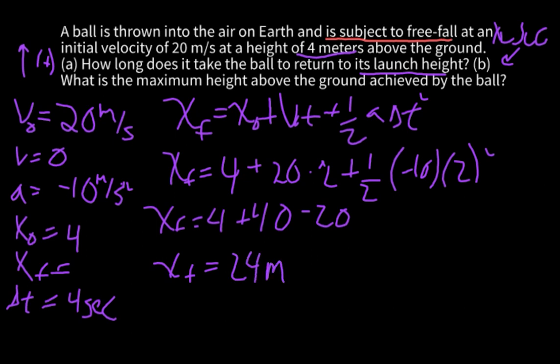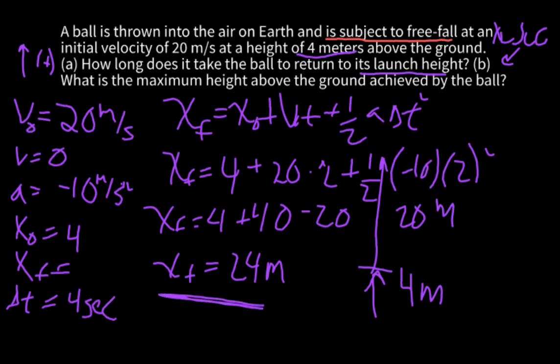above the ground. So it's going to take the ball 4 seconds to make a round trip back to its initial launch height, and it's going to reach a maximum height above the ground of 24 meters, and that, notice, is 4 meters above the ground from its launch height. So it's launched at a height of 4 meters, and then from there it's going to travel an additional 20 meters, and it's going to reach this maximum final height of 24 meters.